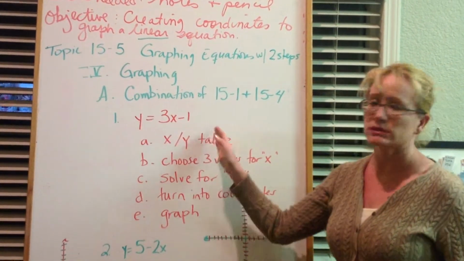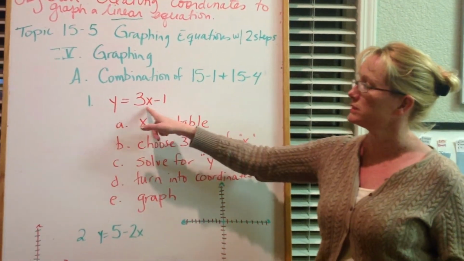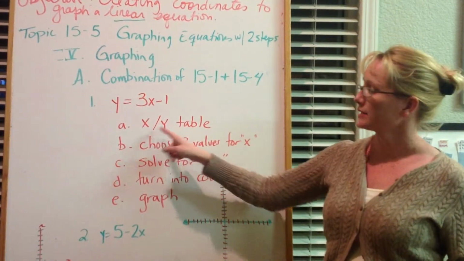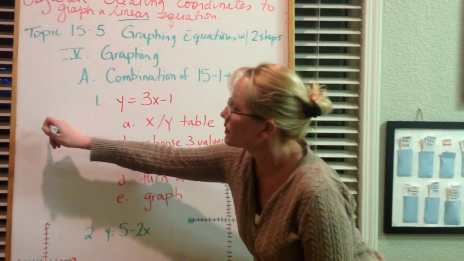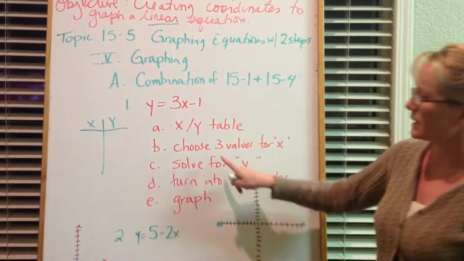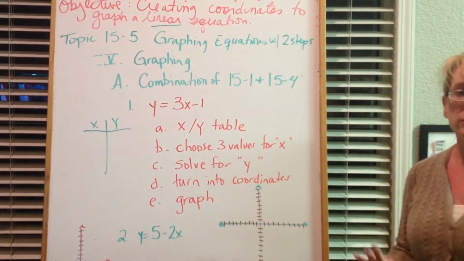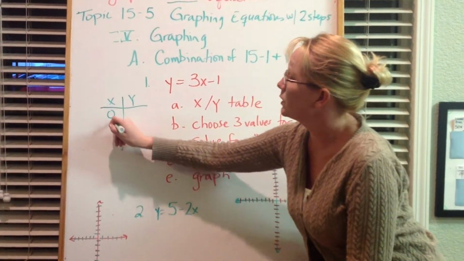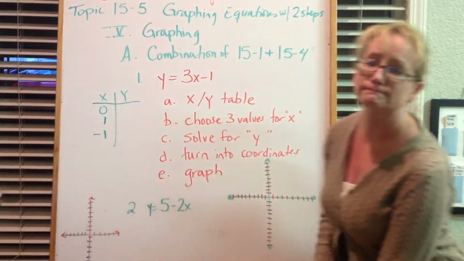So here's an example with the type of problem you'll see, y equals 3 times x minus 1. And again, our steps are the same. We're going to first create an xy table. Second, we're going to choose 3 values for x. 3 is always a good combination. I'm going to choose 0, 1, and negative 1.